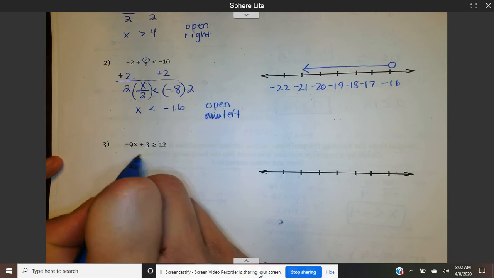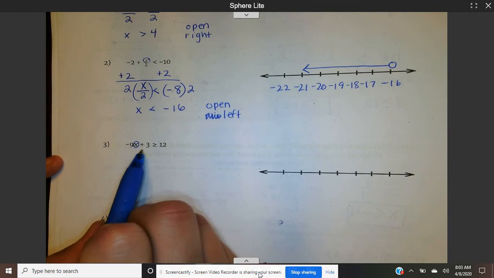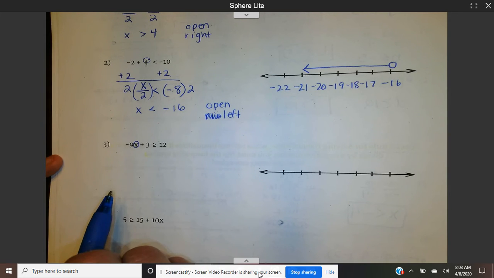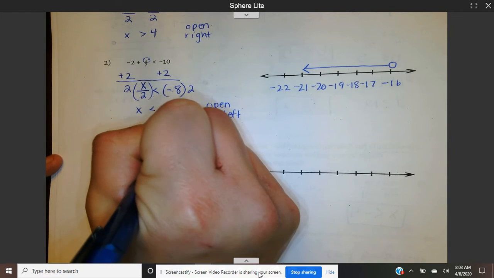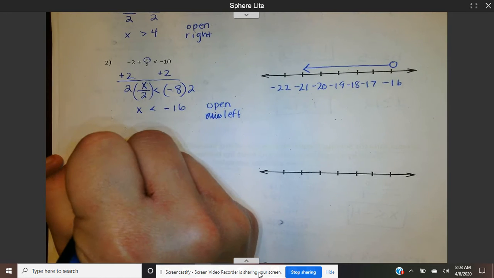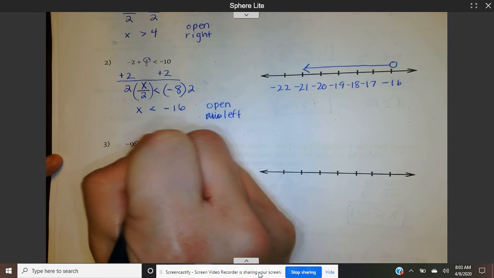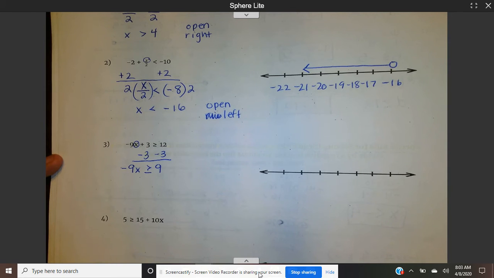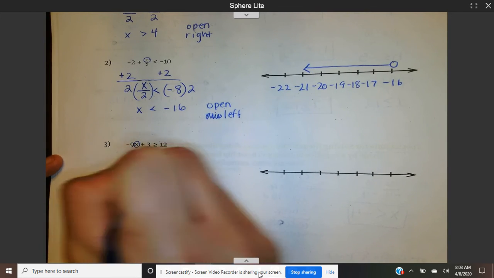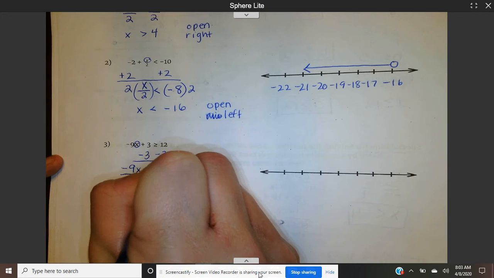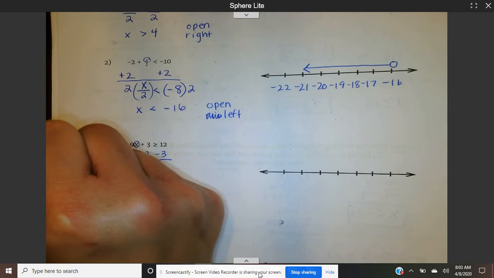Okay, next one. So we have negative 9x, I want x by itself, plus 3 is greater than or equal to 12. So I would like to subtract this 3 first. We'll get rid of the constants and then deal with the coefficients. So that would be negative 9x is greater than or equal to 9. Okay. Now we are dividing by a negative 9. Okay. So we're dividing by a negative.